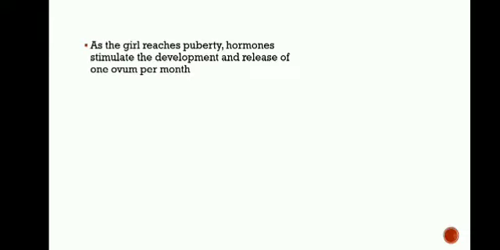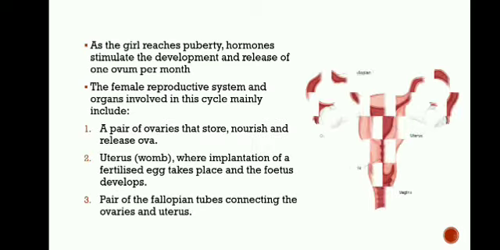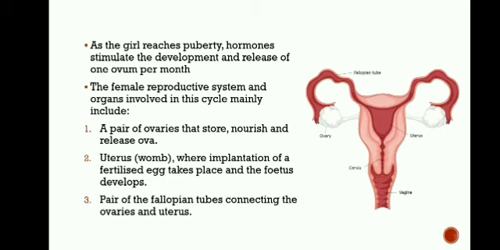As the girl reaches puberty, the hormones stimulate the development and release of one ovum per month. The female reproductive system and organs involved in this cycle mainly include a pair of ovaries, the uterus, and a pair of fallopian tubes connecting the ovaries and uterus.